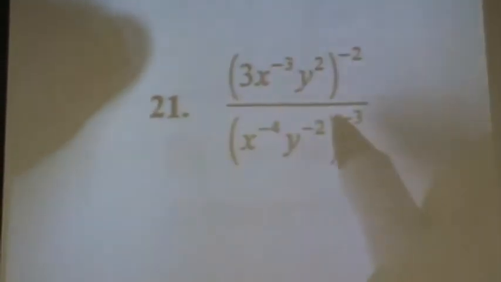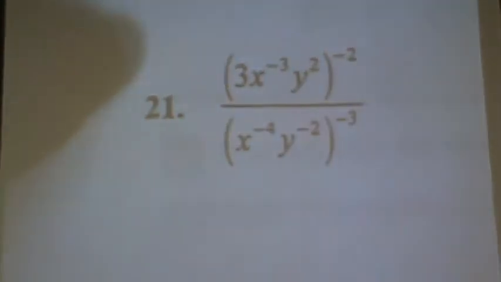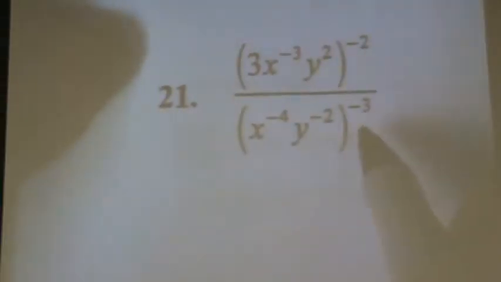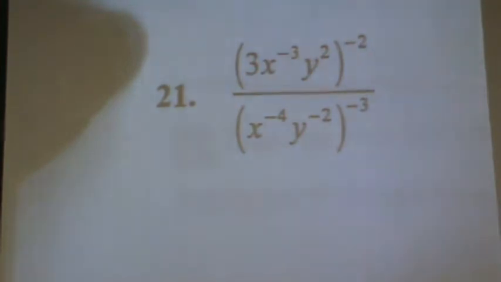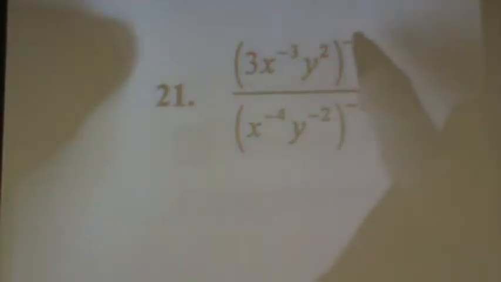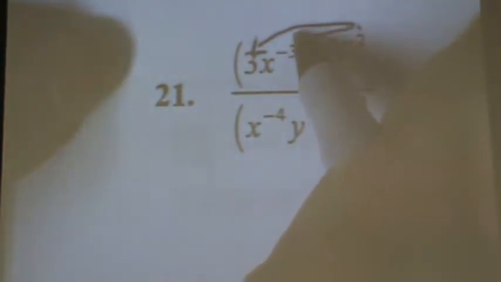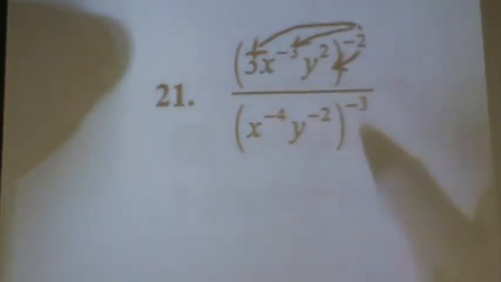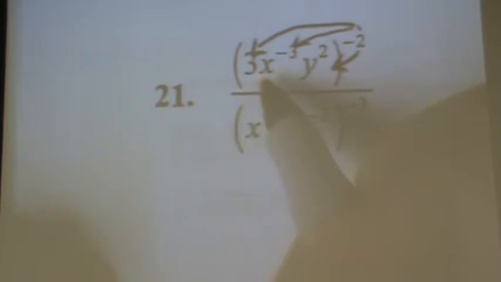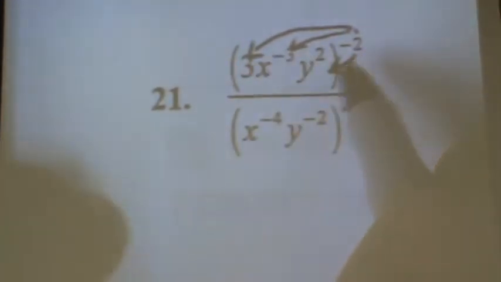You could flip this whole thing and put this in the bottom and make it a positive 2. And then this goes up on top and makes it a positive 3. Or what you could do is distribute these. Sometimes you'll get positive exponents. So it's up to you how you want to do that. So let's try the 3 to the negative 2.